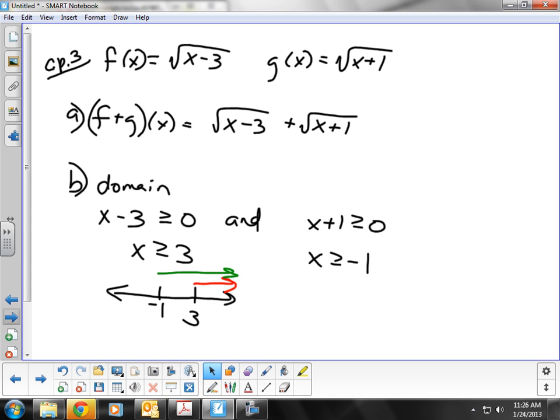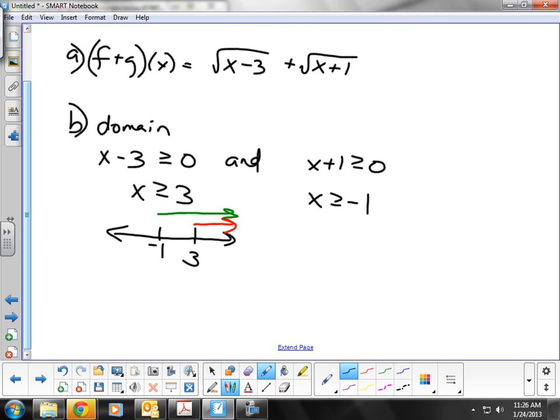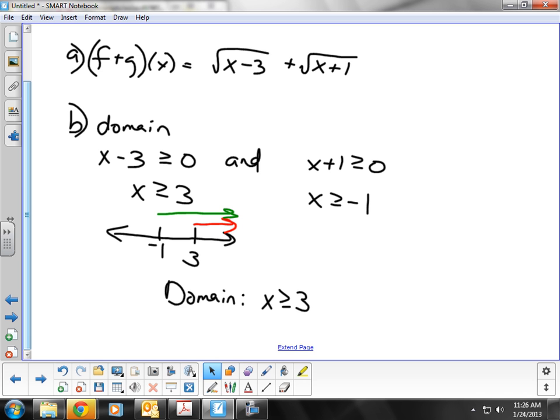So my final solution here for my domain is that x has to be greater than or equal to 3. Can't be anything smaller than that because then it's going to make either one or both of the two terms of the function have a negative argument underneath the radical. Everybody understand? You have to have the intersection for this to work when you've got more than one limiting agent.